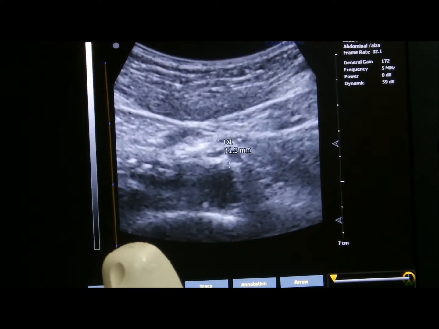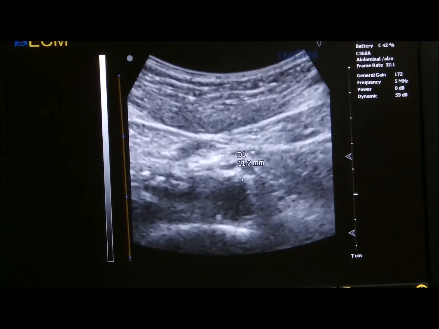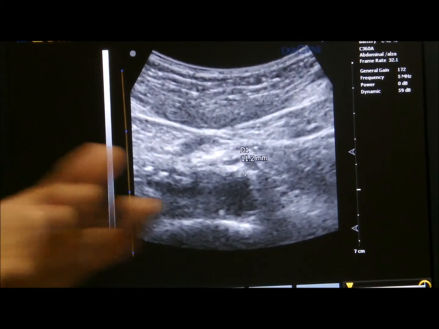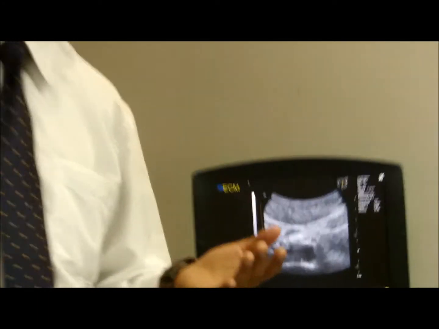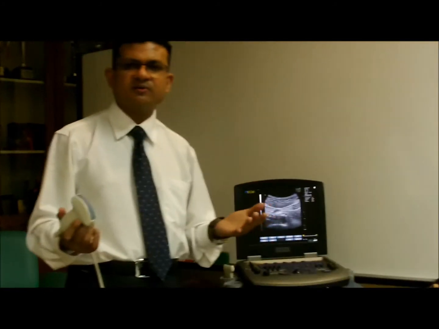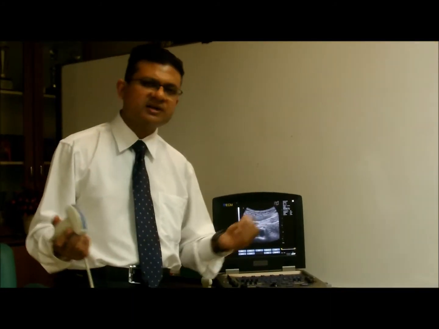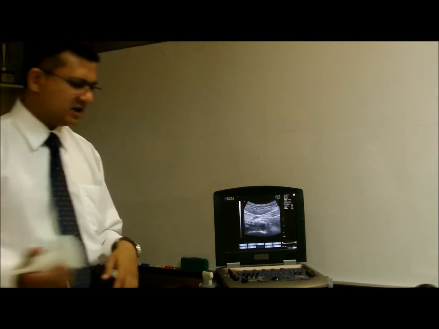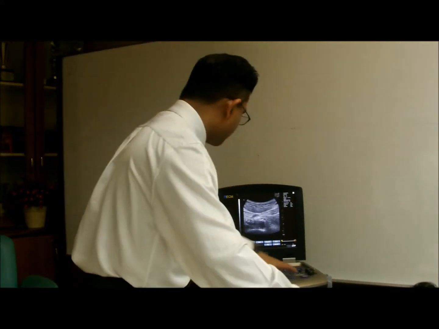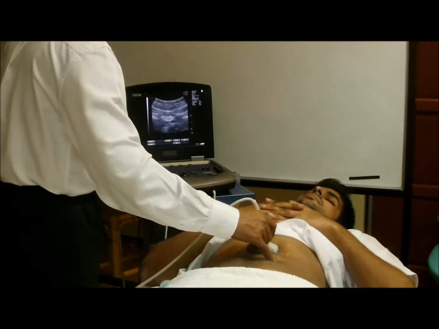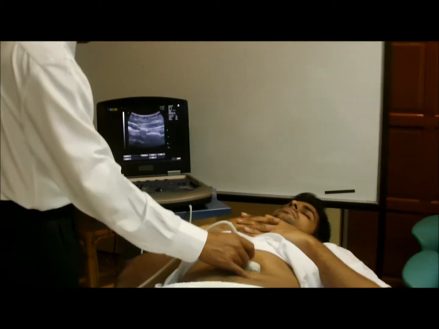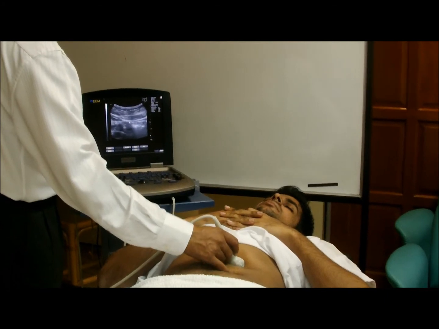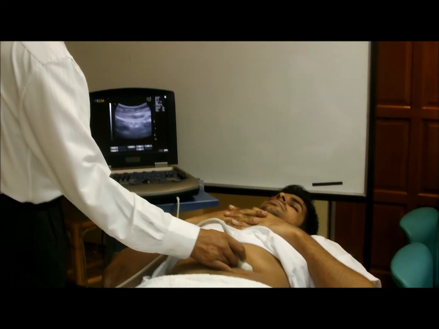And typically, it ranges in terms of size, but typically it's around 35 millimeters over the head of pancreas, about 20 millimeters over the body, and less than 10 millimeters over the tail. If you put your probe like that and you found the head, you just need to follow it through leftwards, and you will find the body and the tail.